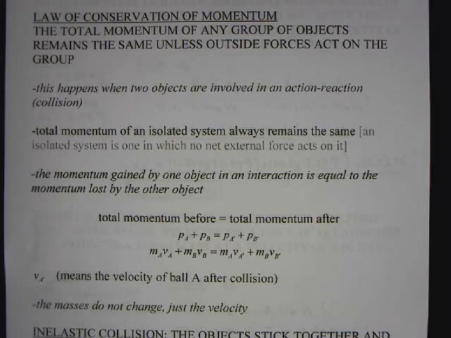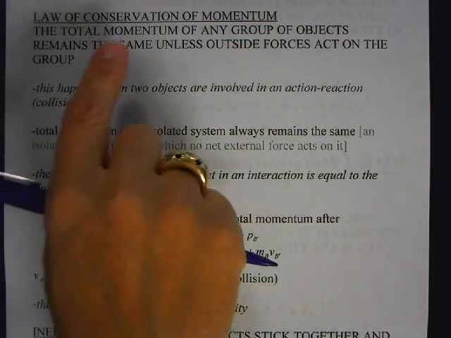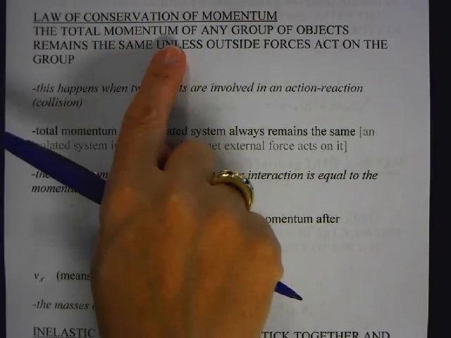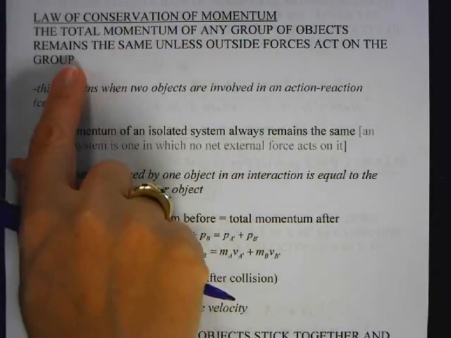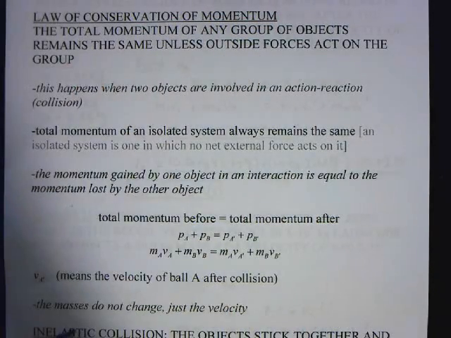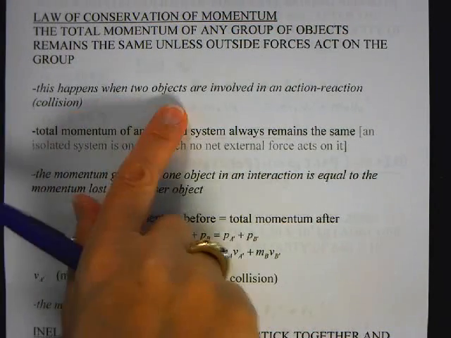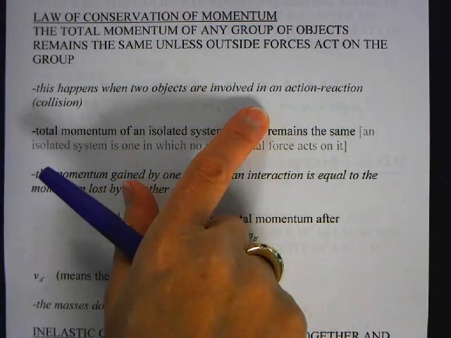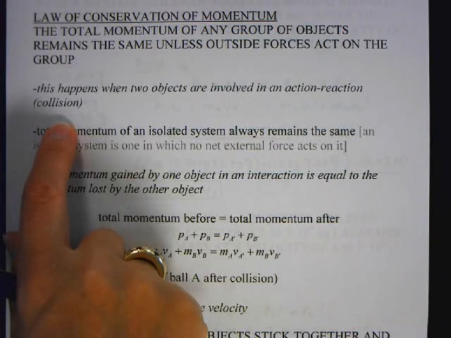Today we're going to go over the law of conservation of momentum. The law of conservation of momentum says the total momentum of any group of objects remains the same unless outside forces act on the group. This happens when two objects are involved in an action-reaction collision. So what we're going to be dealing with today are collisions.